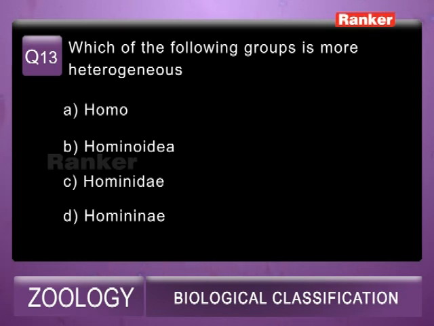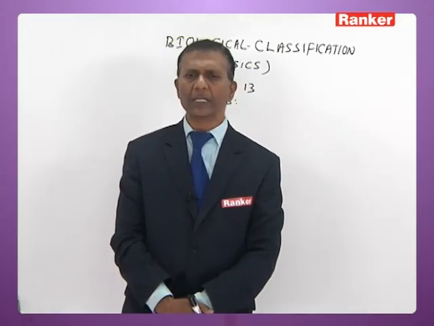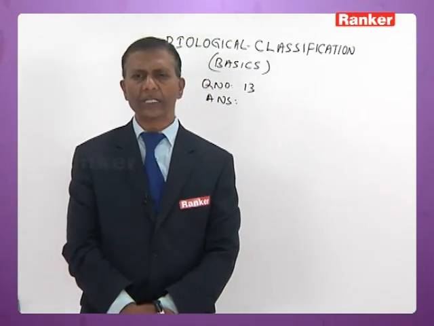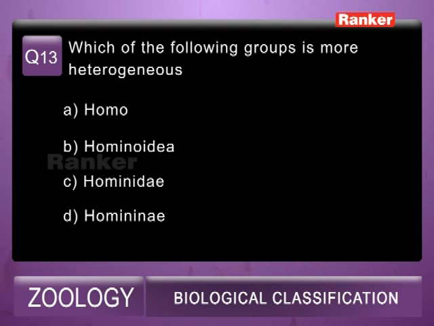Then option B, Hominoidea. Hominoidea is a superfamily, more heterogeneous than a genus. Then option C, Hominidae, is a family. Option D, Homininae, is a subfamily. Among these, the superfamily is more heterogeneous, that is, Hominoidea. So for the 13th question, the correct option is B, Hominoidea, that is, superfamily.